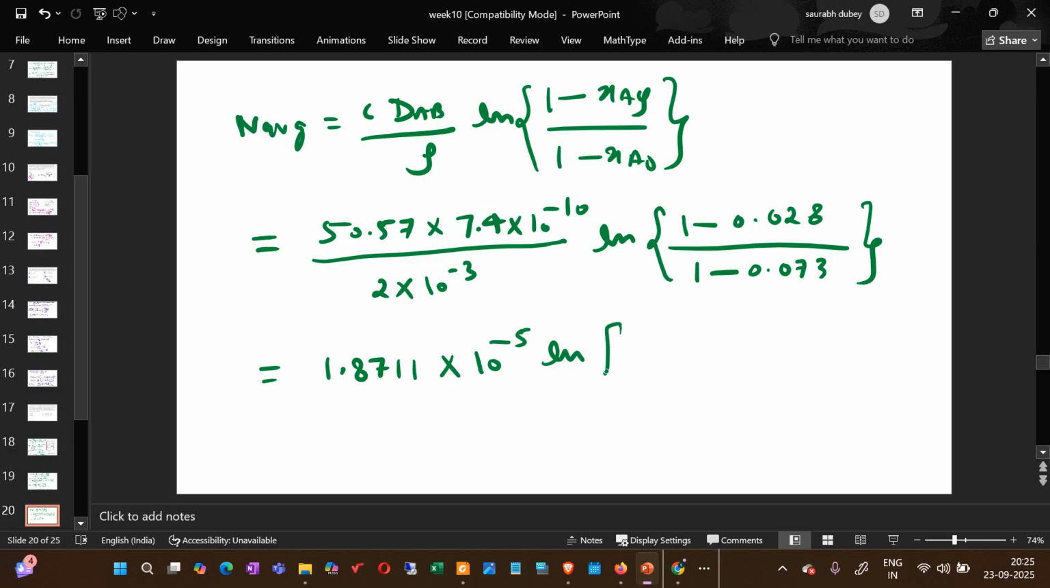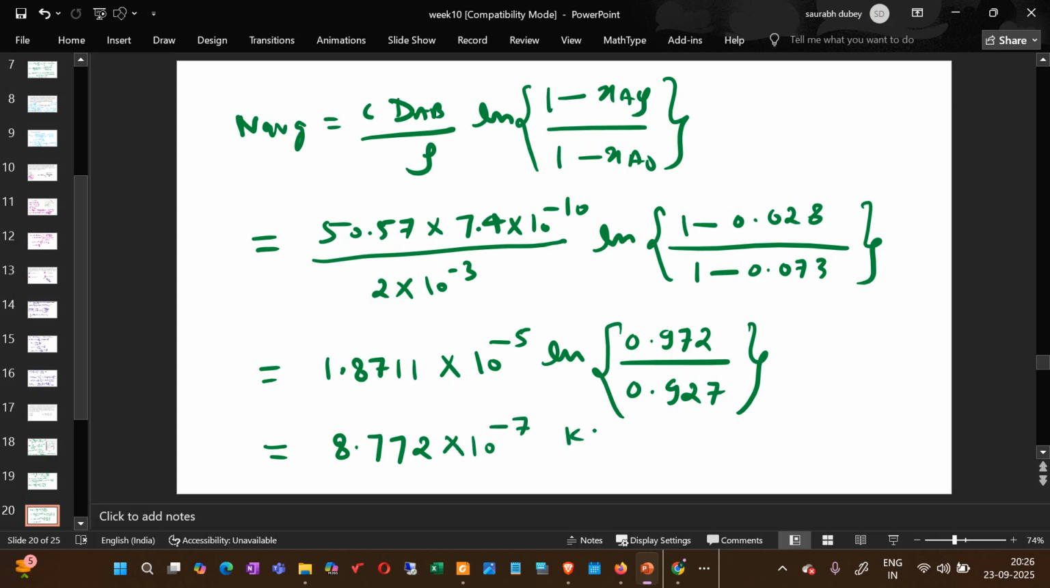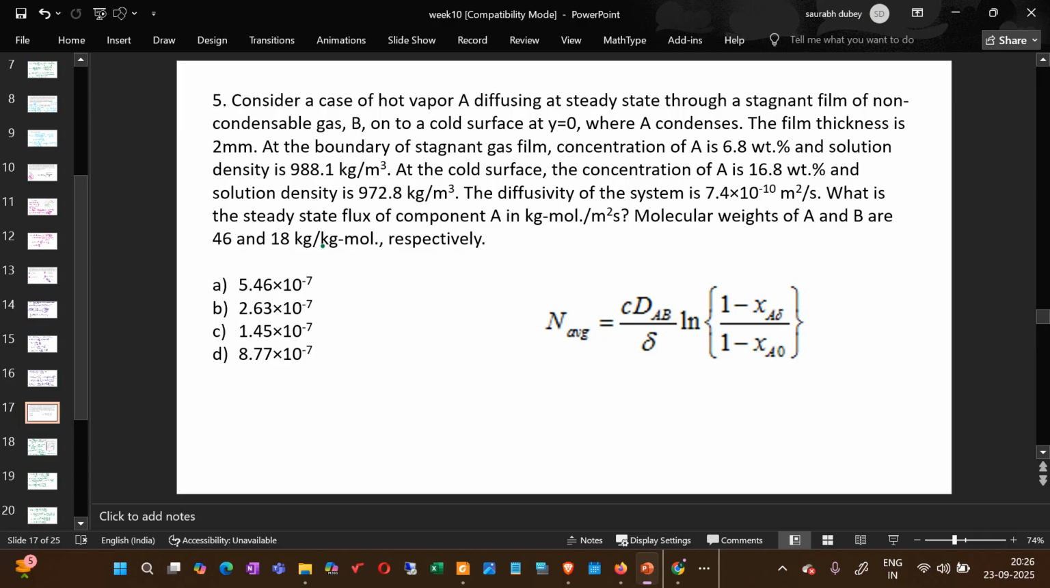So I thought of putting it another way. This, if it is upside down, then there will be minus. Okay, so once you solve this, you will get 8.772 into 10 to the power minus 7 kg mole per square second. So 8.77 into 10 to the minus 7, right? So D is correct.